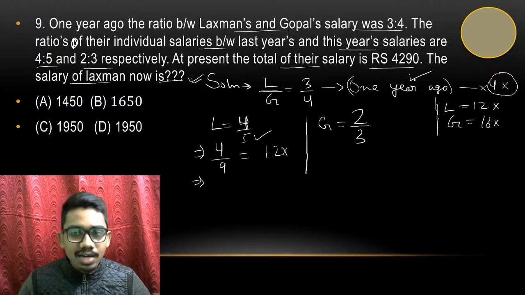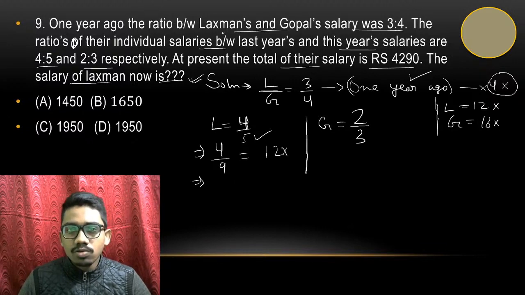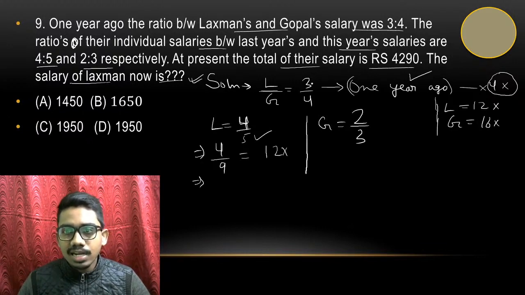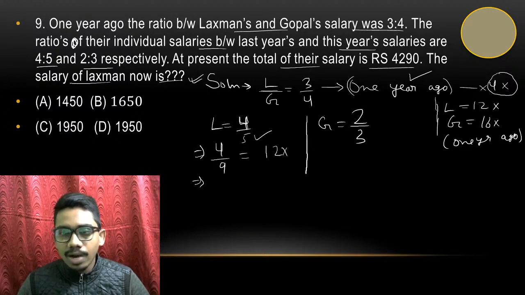समझ रहे हैं गाइस? आर यू अंडरस्टैंडिंग दिस थिंग? ये क्या समझ में आ रही है आपको चीजें? यहाँ पे क्या हो रहा है, 1 year ago the ratio of Lakshman and Gopal salary was this. So Lakshman का salary was 3/3x and this is 4. So I multiplied it by 4. So it will be 12x. This is 1 year ago. ये 1 year ago का बात हो रहा है.